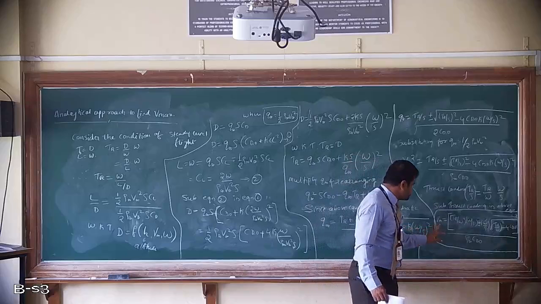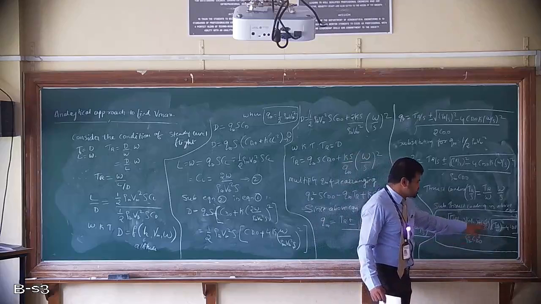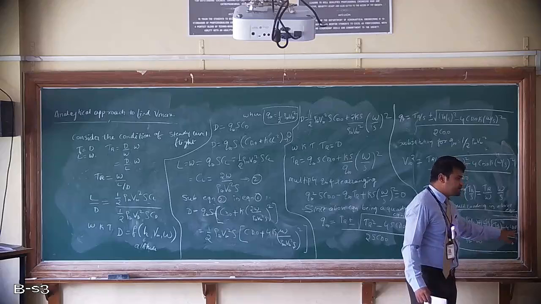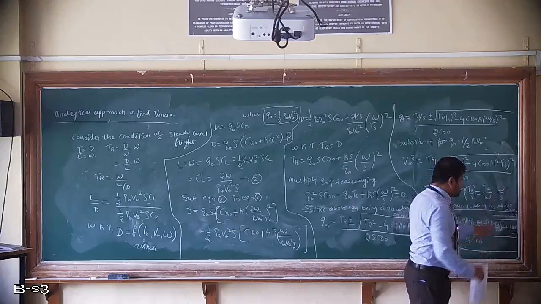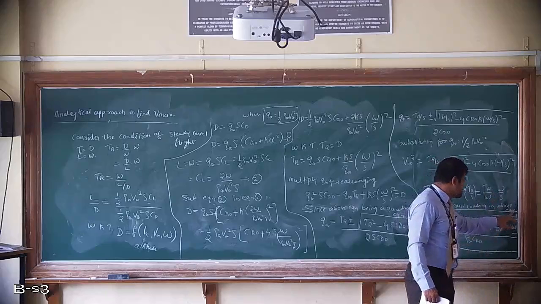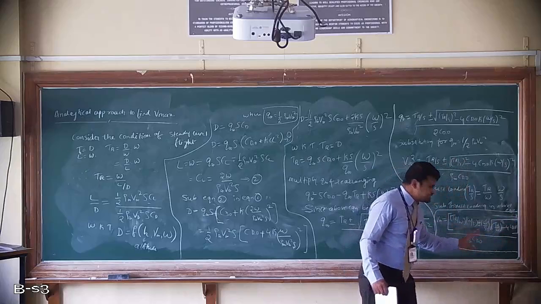So V infinity will be equal to TR by W into W by S plus or minus W by S into square root of (TR by W) whole square minus 4 into CD naught multiplied by K, whole power half, and the whole divided by rho into CD naught.